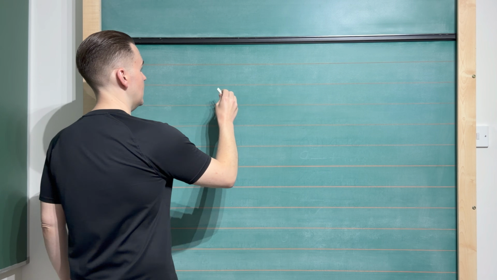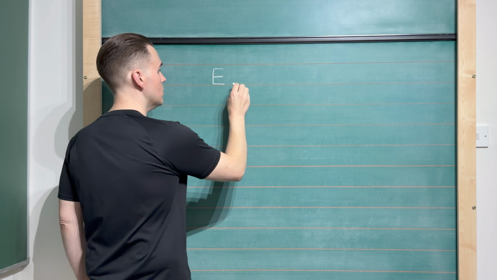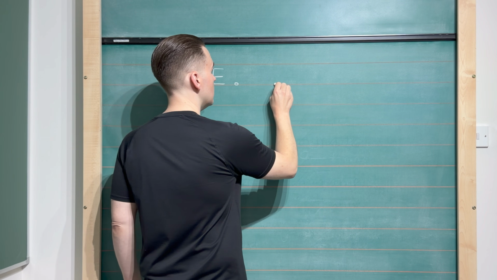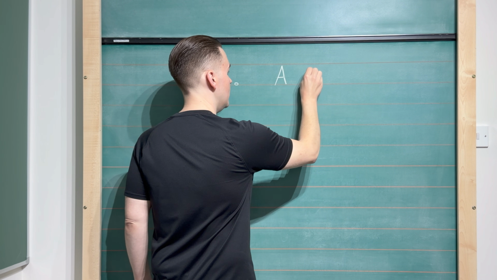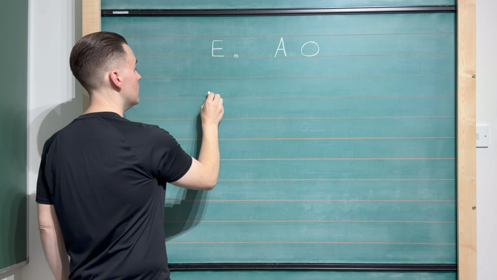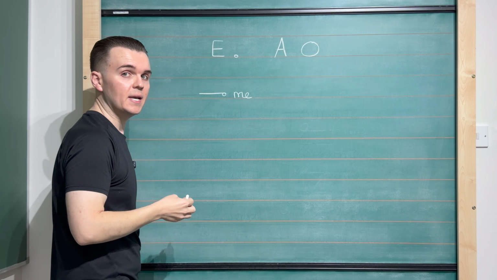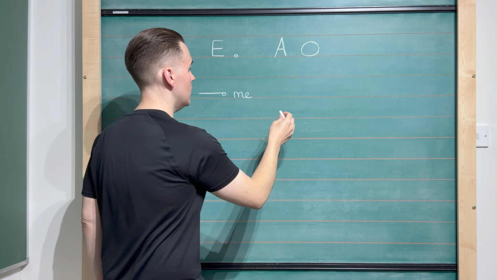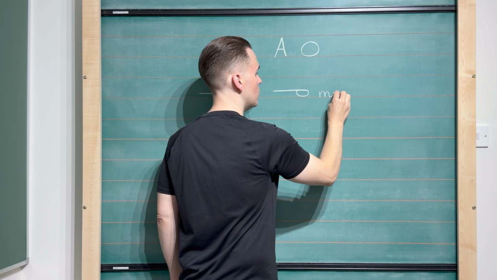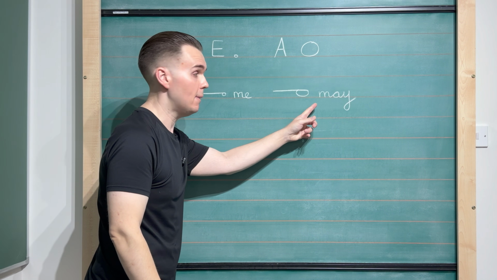So in our previous lessons we've covered the sign for E, which is a small circle. Now our sign for A in Gregg Shorthand is a large circle. In our previous lesson we had the word me, M-E, for me. If we now write M-A with a large circle, M-A, we have the word may. So me becomes may.